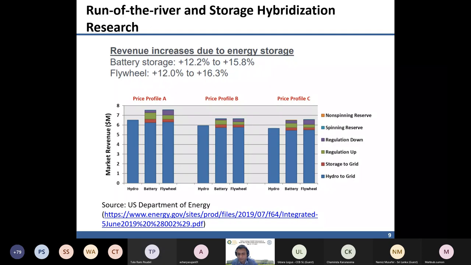It provides you spinning reserve, meaning that if a large generator in your system trips, then this hybrid asset could provide energy as a compensation and prevent your frequency from going down below accepted levels. And then non-spinning reserve as well, so that you can quickly bring this hybrid plant back online to provide grid support as needed. And because you could provide all these capabilities, they saw a revenue increase of 12 to 16% because of hybridization.